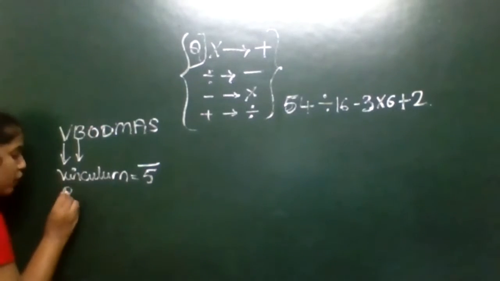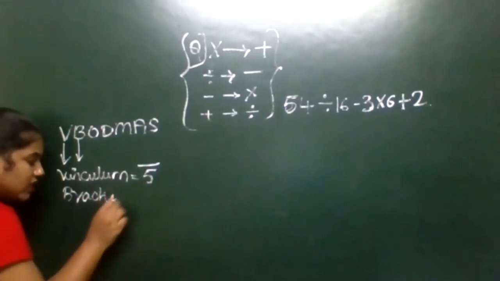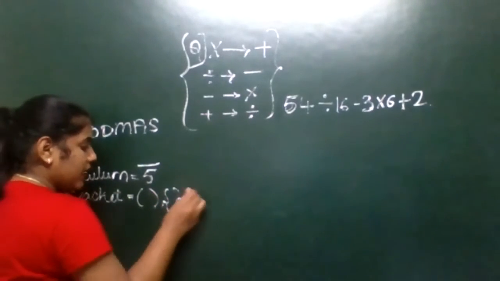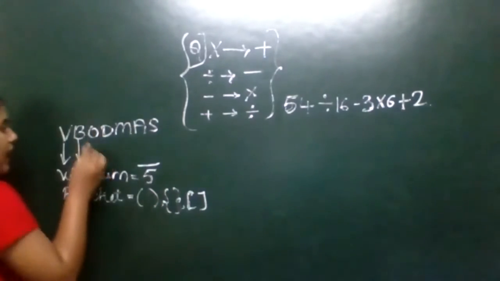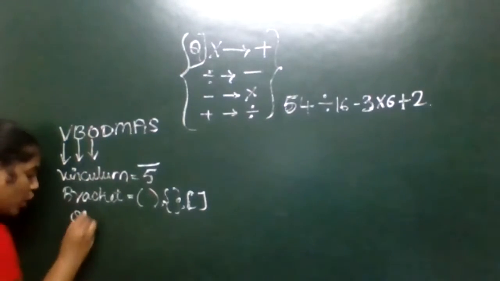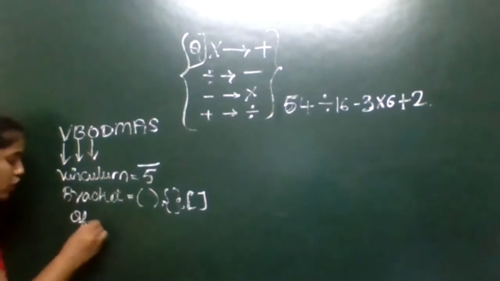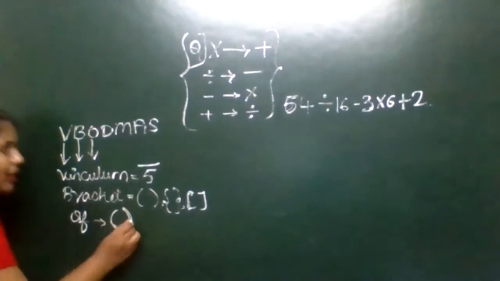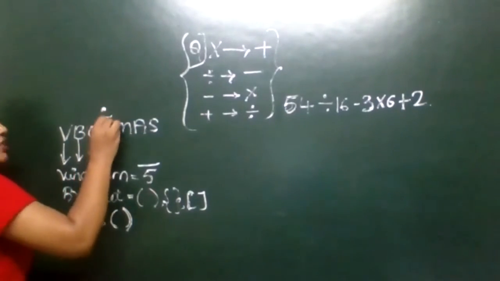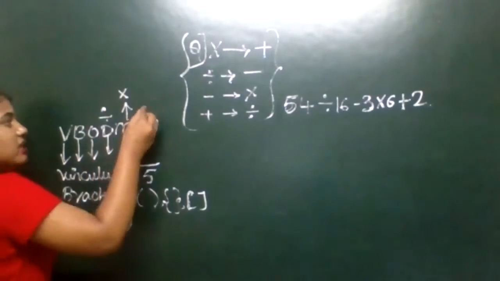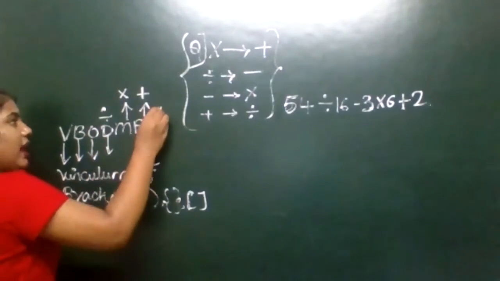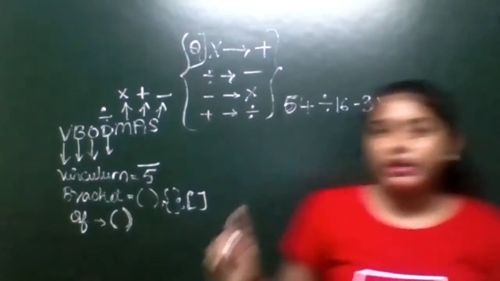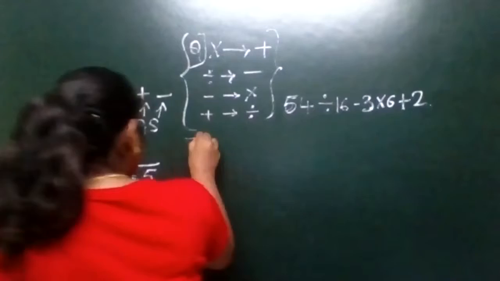And B stands for brackets: that is closed bracket, flower bracket, and then square bracket. And then O stands for of. Like this. Again, it's not multiplication. D stands for division. M stands for multiplication. A stands for addition. And S stands for subtraction. This you have to keep in mind. Now, let us come back to the question.